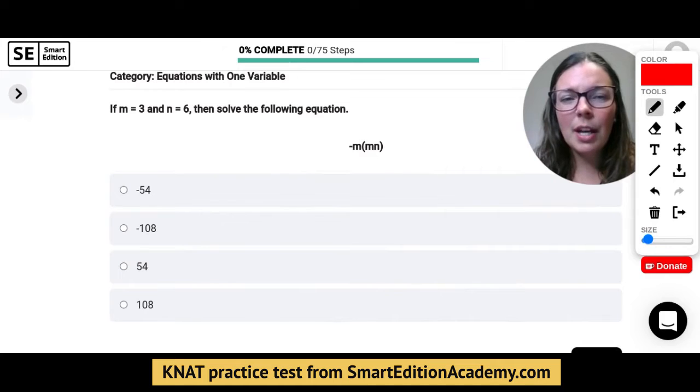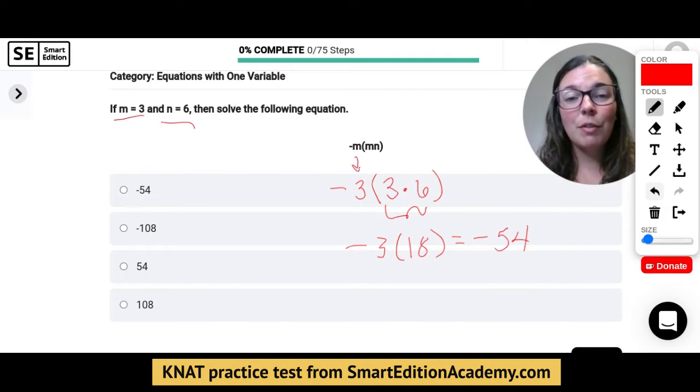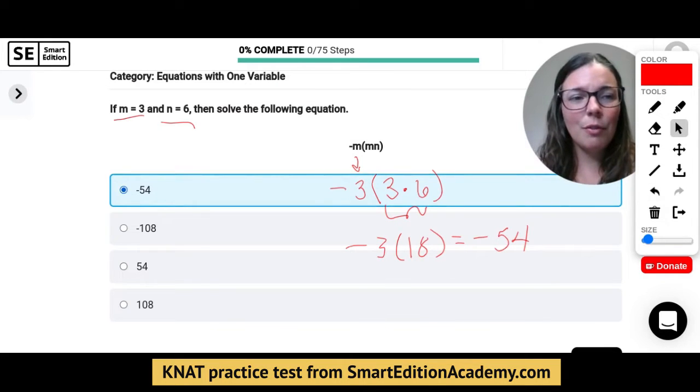Okay, if m equals 3 and n equals 6, then solve the following equation. We have negative m times n, which is in parentheses here. So let's plug in our values. M equals 3, n equals 6. So this is negative 3 times m is 3 and n is 6. Worry about my parentheses first. 3 times 6 is 18. And negative 3 times 18 is negative 54. A negative times a positive is always a negative. So negative 54.